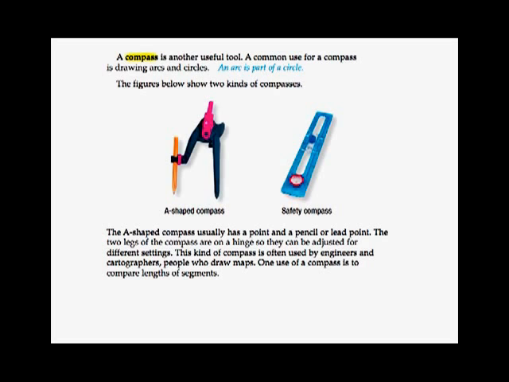The A-shaped compass usually has a point and a pencil or lead point. The two legs of the compass are on a hinge so that they can be adjusted for different settings. This kind of compass is often used by engineers and cartographers, people who draw maps. One use of a compass is to compare lengths of segments.